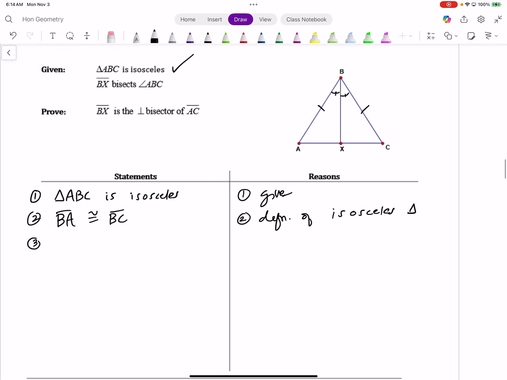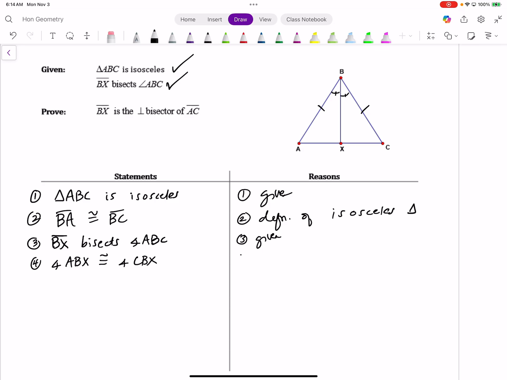Okay. But BX bisects angle ABC. That's the other given. Again, you could put all the givens in the same step. I just like to split them. And that means that angle ABX is congruent to angle CBX, because of the definition of an angle bisector.